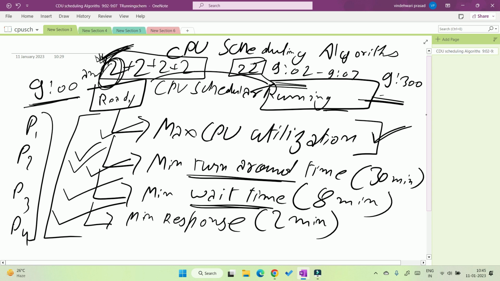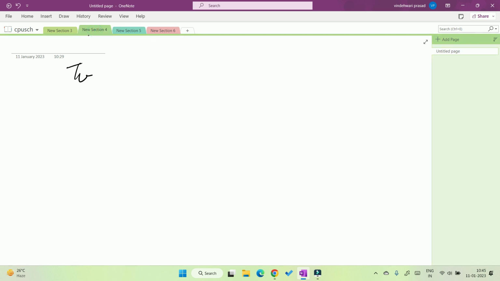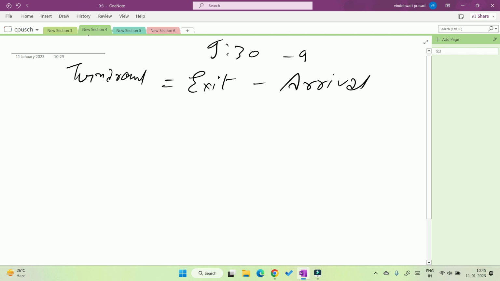There are lots of algorithms. In the next video we will discuss the FCFS, first come first serve algorithm. But before that we have to know some basic formulas which are used in every algorithm. The first one is turnaround time. Turnaround time is equal to exit time minus arrival time. As I said, 9:30 minus 9 is 30 minutes. Same formula.